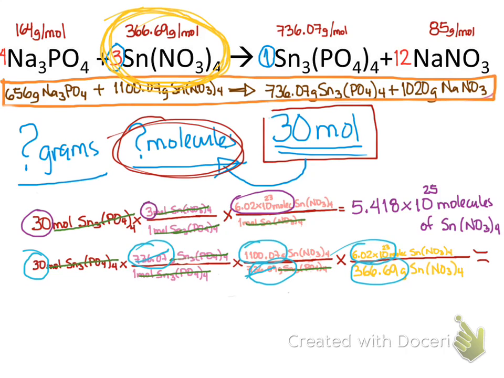30 multiplied by 1,100.07 by Avogadro's number, and then divided by 366.69. It gives 5.418 times 10 to the 25. If you do all the process, it will give you 5.418 times 10 to the 23.